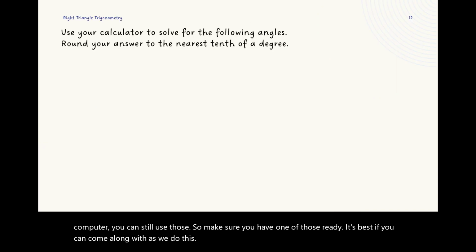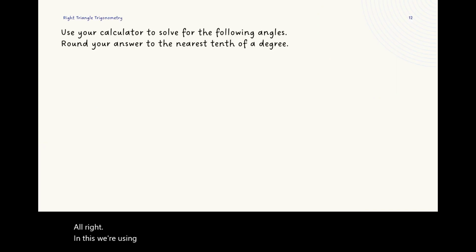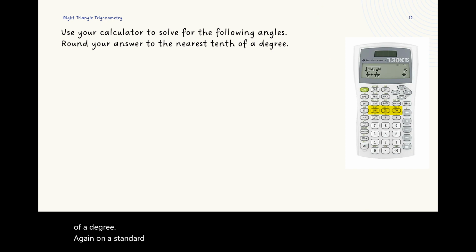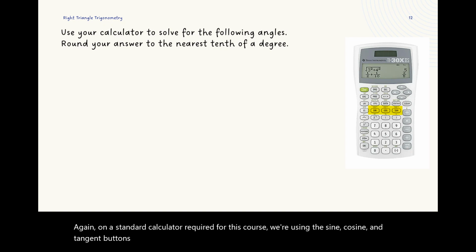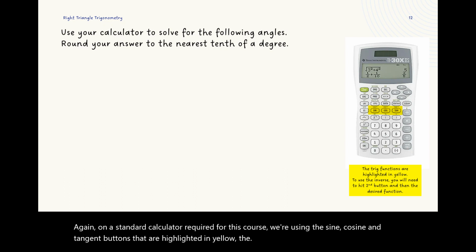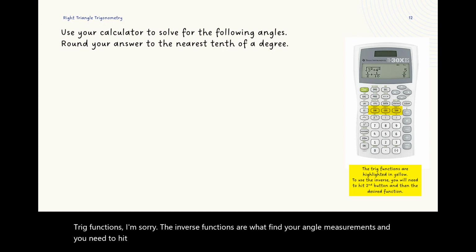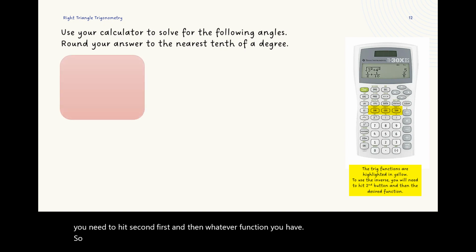All right. In this, we're using our calculator to solve for angles, and we want to round to the nearest tenth of a degree. Again, on a standard calculator required for this course, we're using the sine, cosine, and tangent buttons that are highlighted in yellow. The inverse functions are what find your angle measurements, and you need to hit second first, and then whatever function you have. So let's try this first one.